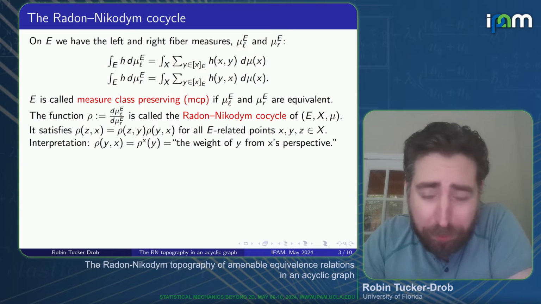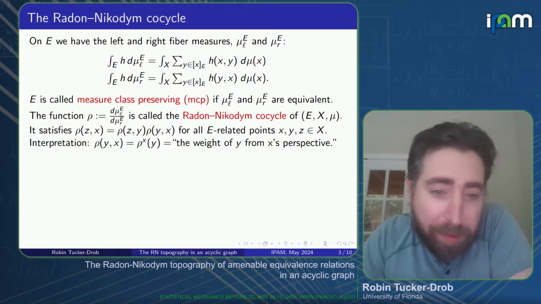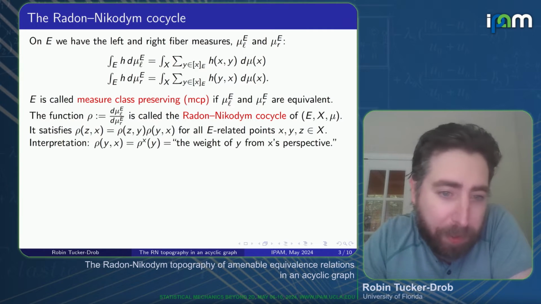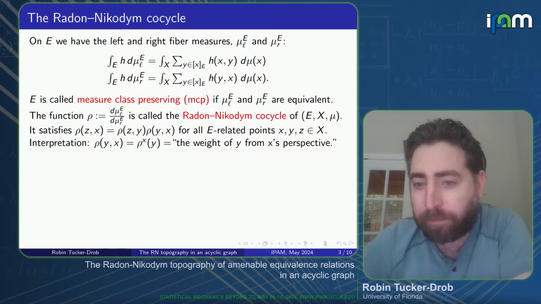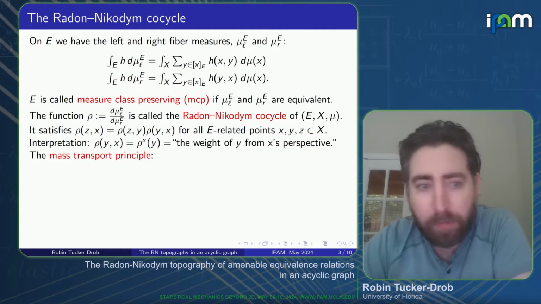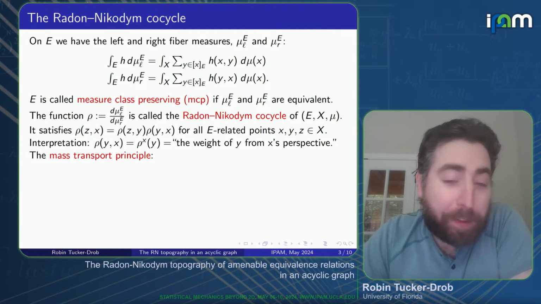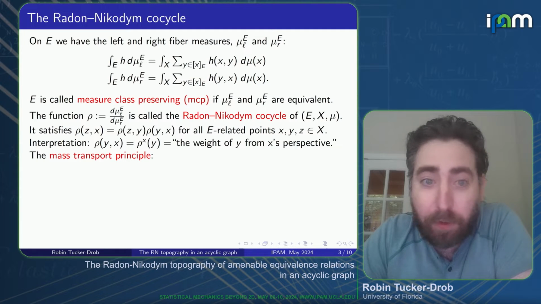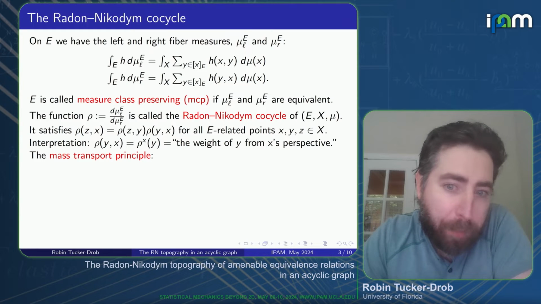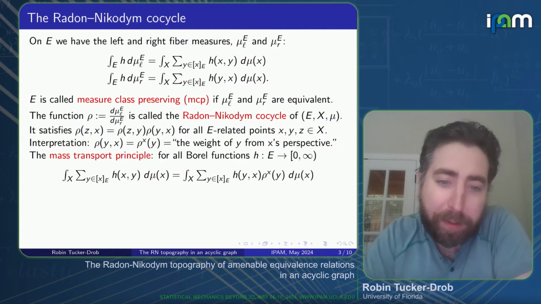And so now this cocycle equation is literally just saying that if y weighs twice as much as x and z weighs 5 times as much as y, then z weighs 10 times as much as x. I mean, there's nothing to it. Now there's the principle called the mass transport principle, which in this setting is literally just stating the defining property of what it means that rho is the Radon-Nikodym derivative, but it has this nifty name, mass transport principle.